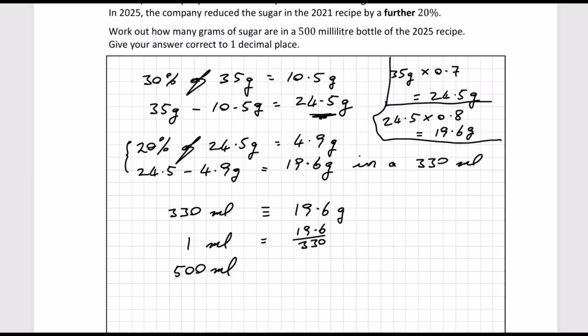330 divided by 330 will give you 1, so divide the right hand side by 330 as well. How do you go from 1 up to 500? You multiply by 500. So you take 19.6 over 330 multiplied by 500. That's just simple calculator work at that stage. What you should get is 29.6969 and so on. We want our answer to 1 decimal place, so that is just 29.7 grams.